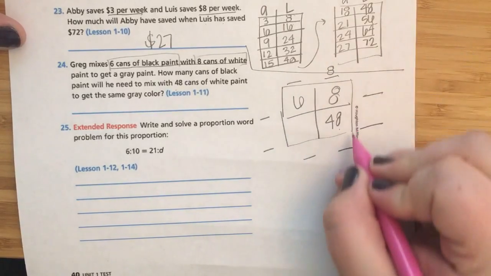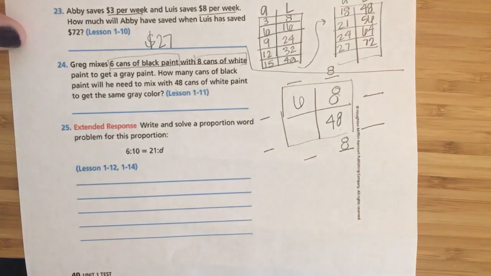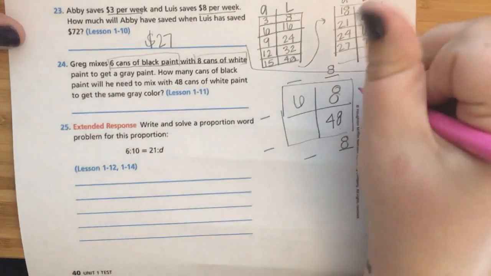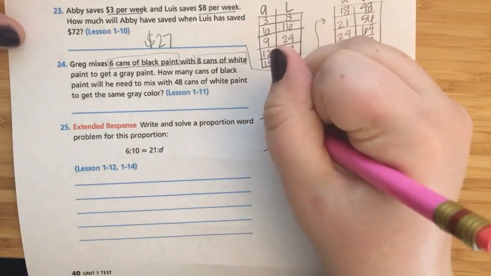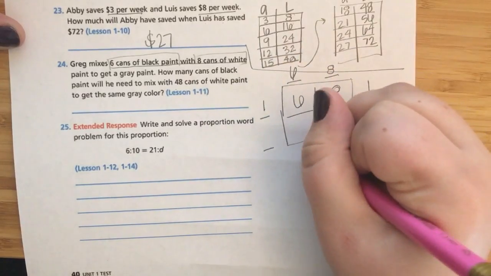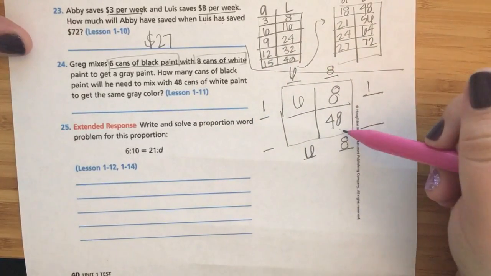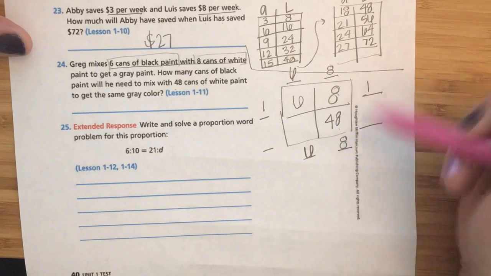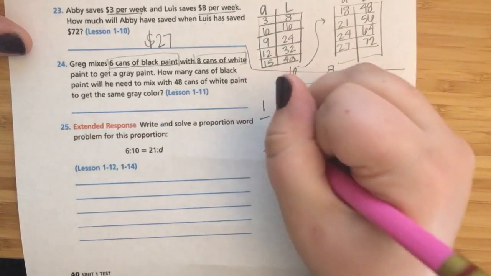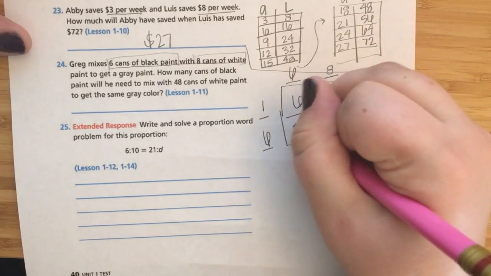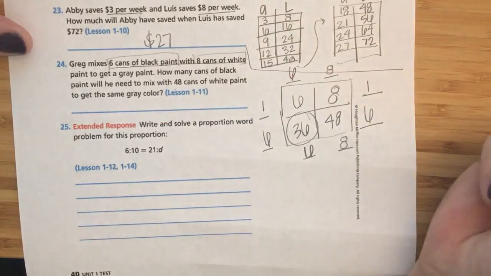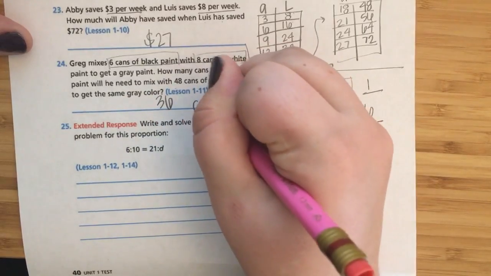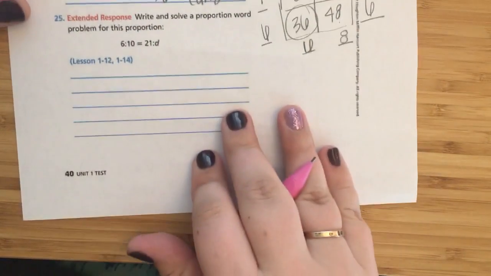So between 8 and 48, they share a factor of 8. 8 times something equals 8. It's 1. Put my 1 all the way across, and 6 would go on top. 8 times something equals 48, which is 6. And I would carry my 6 to the left, and I would have an answer of 36 because 6 times 6 equals 36. So Greg would need 36 cans of black paint.